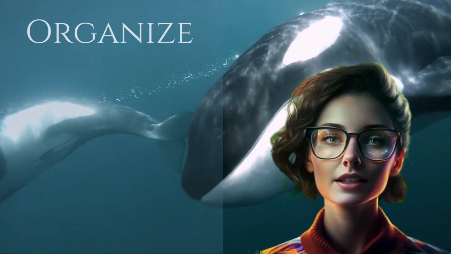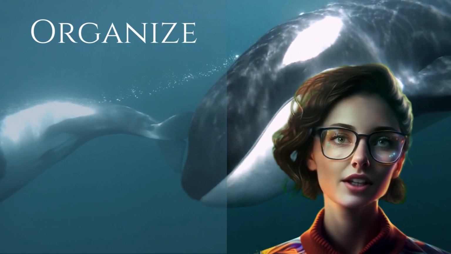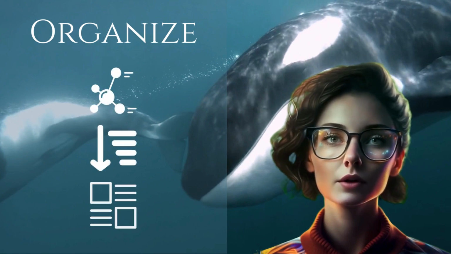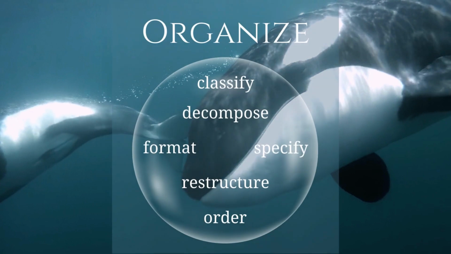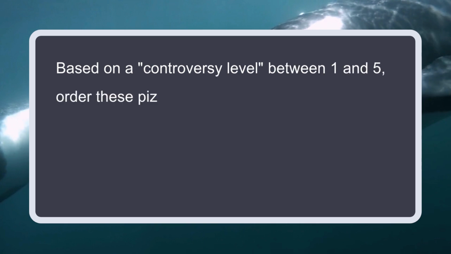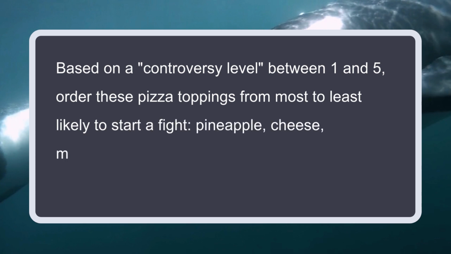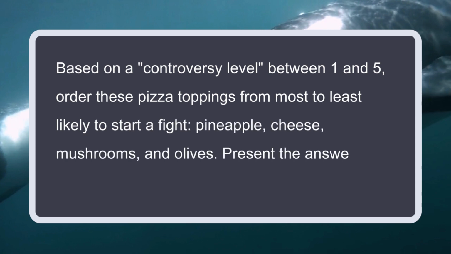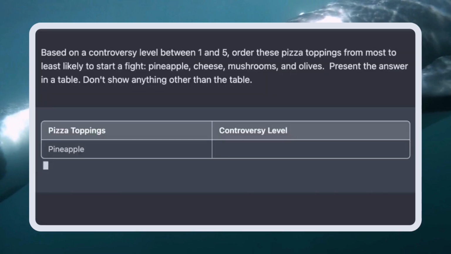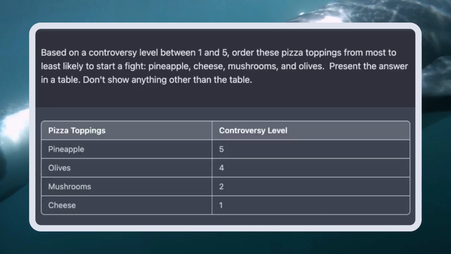Let's start with organize. This category includes tactics that change the structure, order, or layout of information. Let's see a combination of two organize tactics in action. The tactics used here are ordering and formatting. Here's the prompt. Based on a controversy level between 1 and 5, order these pizza toppings from most to least likely to start a fight: pineapple, cheese, mushrooms, and olives. Present the answer in a table. And when I run this prompt, the information is ordered and formatted as intended.